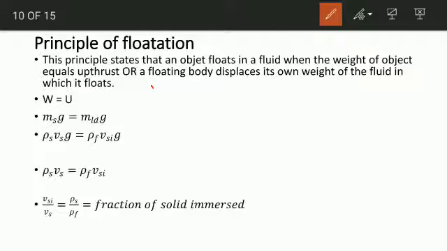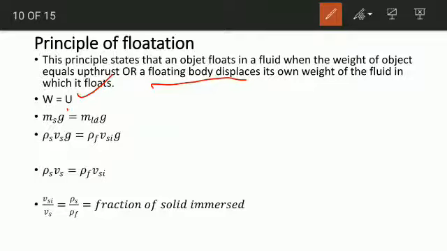In our previous video we saw upthrust, and we can see here that the principle states that an object floats in a fluid (remember, a fluid can be a liquid or gas) when the weight of the object equals upthrust. Another way we can say that is that a floating body displaces its own weight of the fluid in which it floats. So that means that the weight of the object is equal to the weight of the liquid that is displaced. So obviously we have W equal to U, that means weight equal to upthrust.